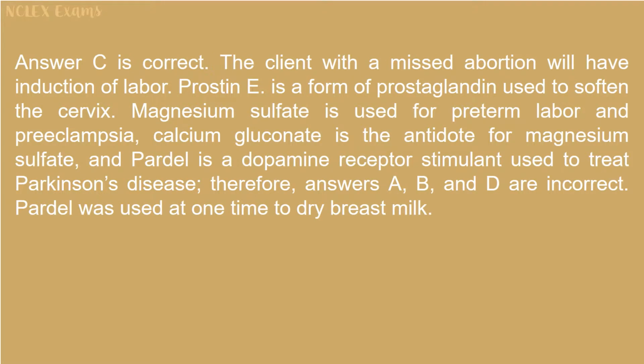Answer C is correct. The client with a missed abortion will have induction of labor. Prostin E is a form of prostaglandin used to soften the cervix. Magnesium sulfate is used for preterm labor and preeclampsia. Calcium gluconate is the antidote for magnesium sulfate, and Parlodel is a dopamine receptor stimulant used to treat Parkinson's disease. Therefore, answers A, B, and D are incorrect. Parlodel was used at one time to dry breast milk.